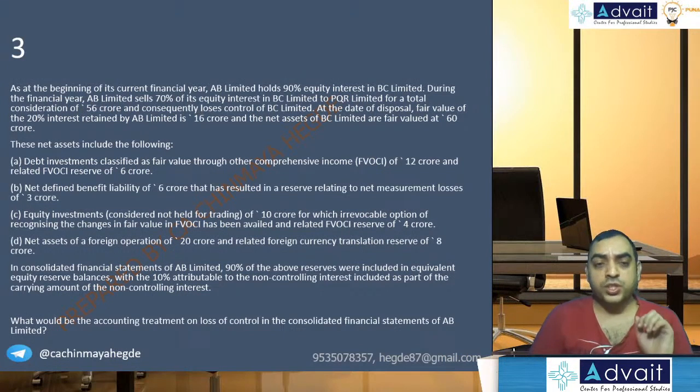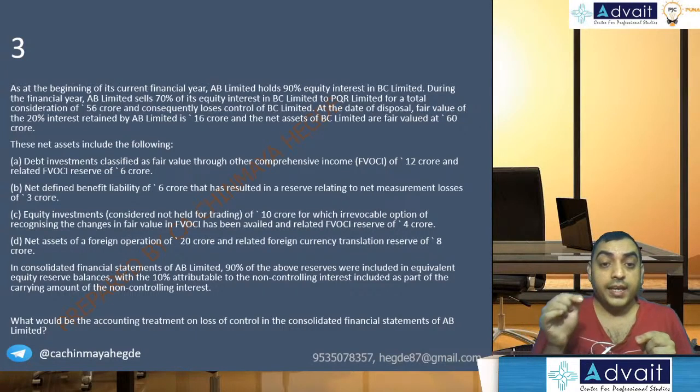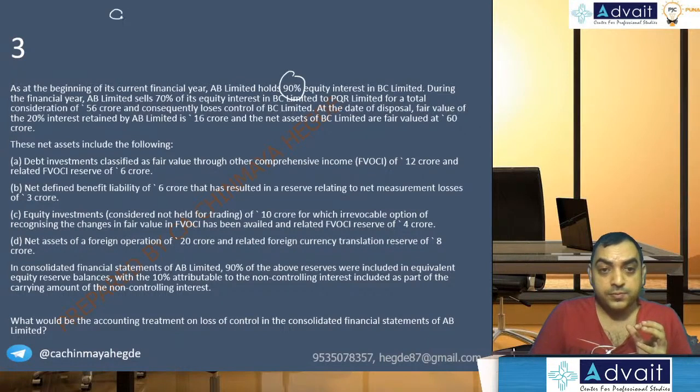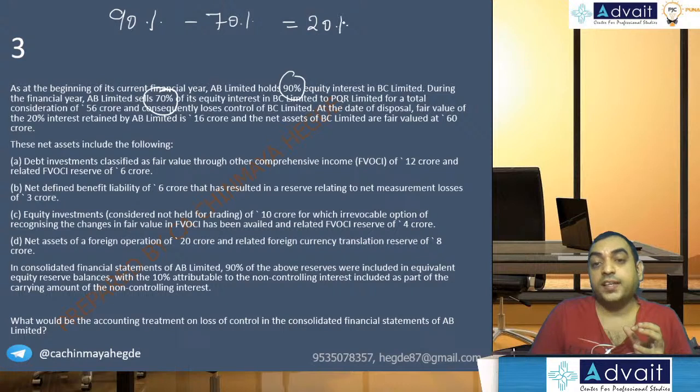Question number 3. As at the beginning of its current financial year, AB Limited holds 90% of equity interest in BC Limited. During the financial year, AB Limited sells 70% of equity interest in BC Limited to PQR Limited for a total consideration of 56 crores. Consequently, it loses the control of BC Limited. So you had 90%, you sold 70%, so remaining you will have 20%.